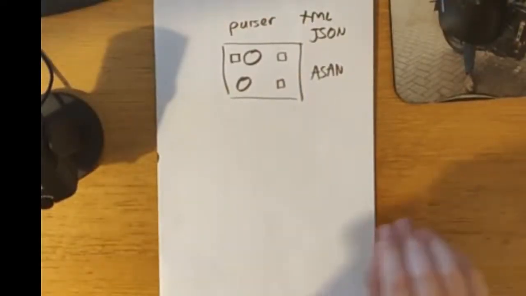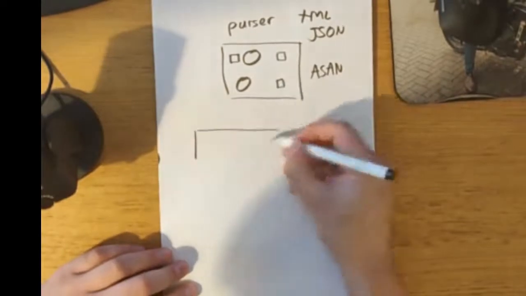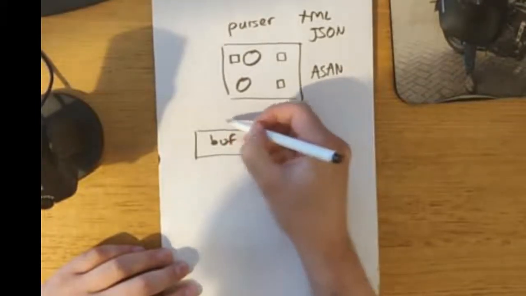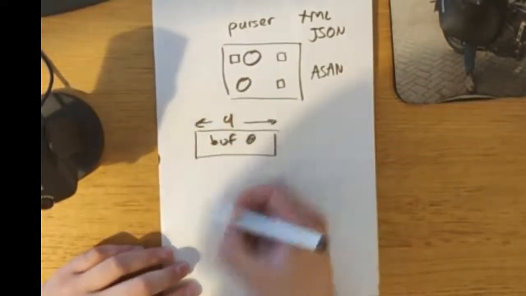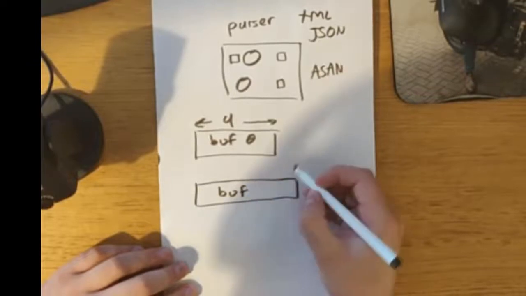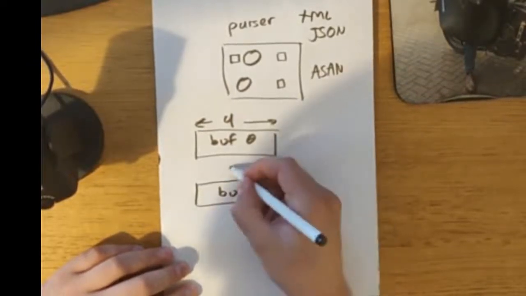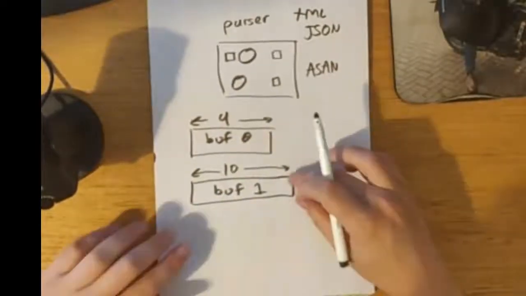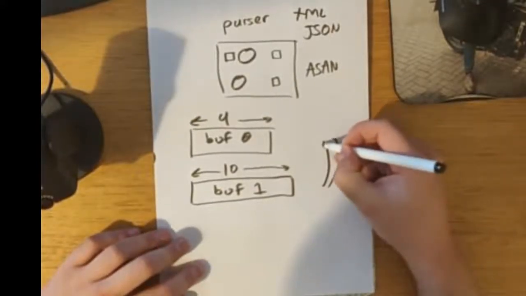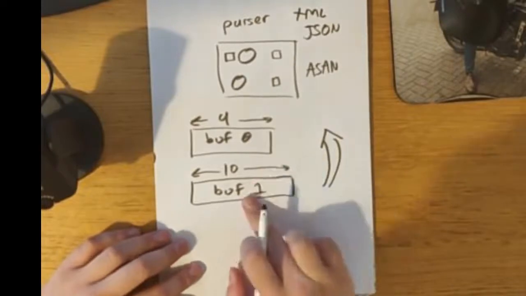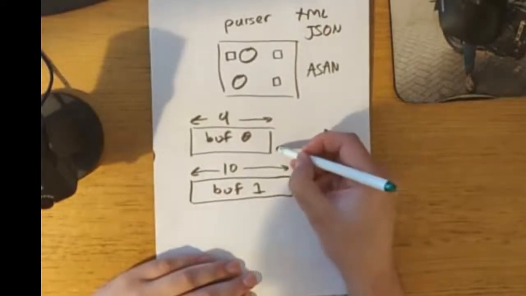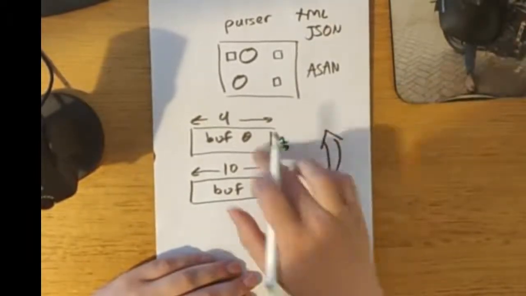So we have these two buffers. We have the first buffer, buff0, and this is 9 bytes large. We have a second buffer, buff1, and this is 10 bytes large. And we're copying this buffer and overlaying it onto this buffer, like this. We're copying it from buffer 1 to buffer 0. However, the problem is now that buffer 1 is 1 byte larger than buffer 0.